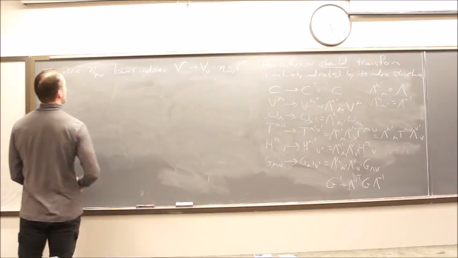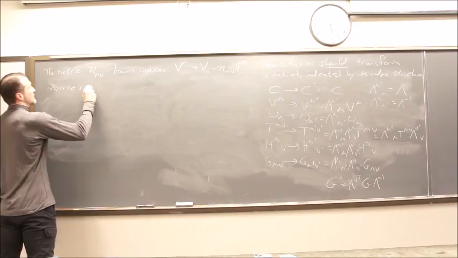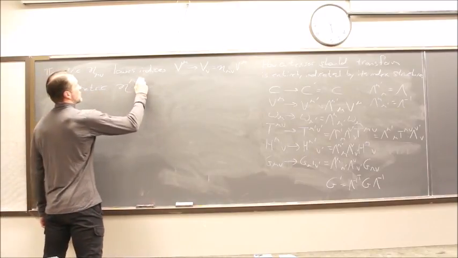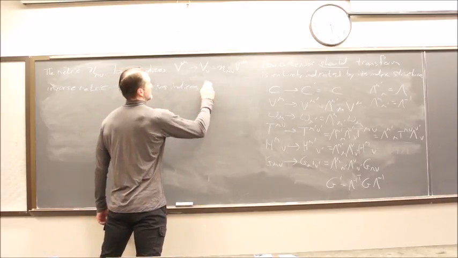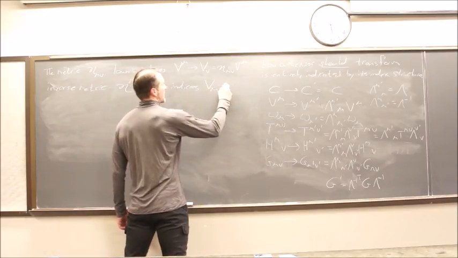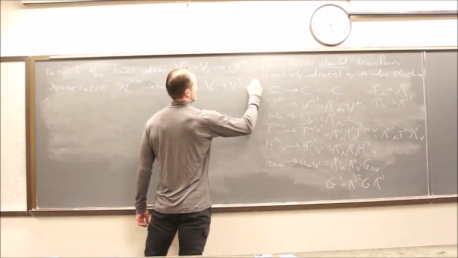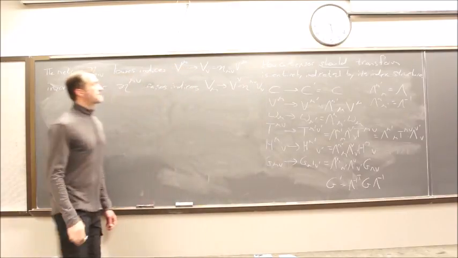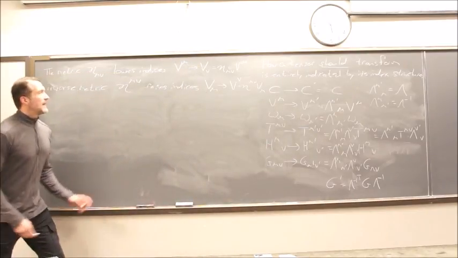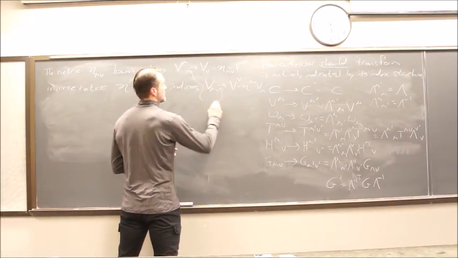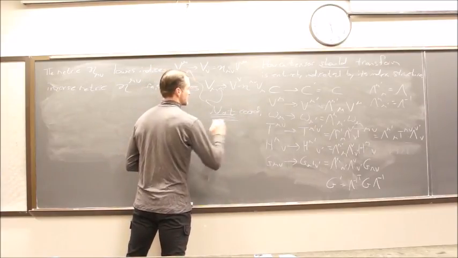And then the inverse metric, eta mu nu, raises indices. So if I have a vector with some lower index mu and I want to get that to a vector with upper index mu, I apply the inverse metric. Now, these are not coordinate transformations.